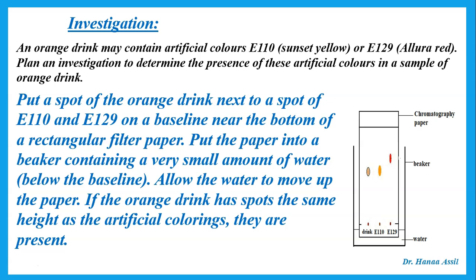Put a spot of the orange drink next to a spot, because I'm trying to determine if it has E110 and E129. I put a spot of the drink next to a spot of each of these on a baseline near the bottom of a rectangular filter paper, or you could call it a chromatography paper. Put the paper into a beaker containing a very small amount of water. Allow the water to move up the paper. If the orange drink has spots the same height as the artificial colorings, then the coloring is present. This is how you plan an investigation.